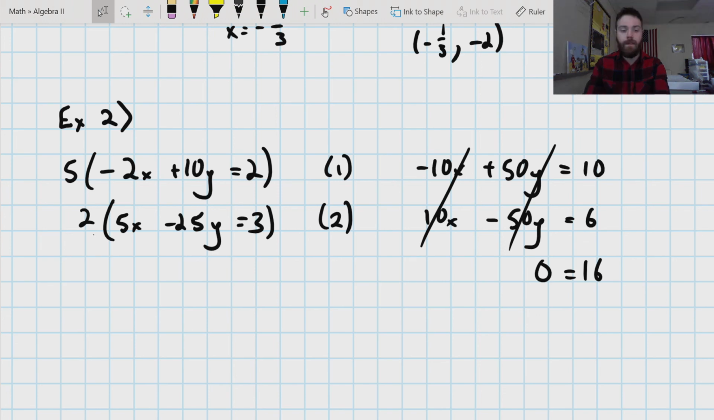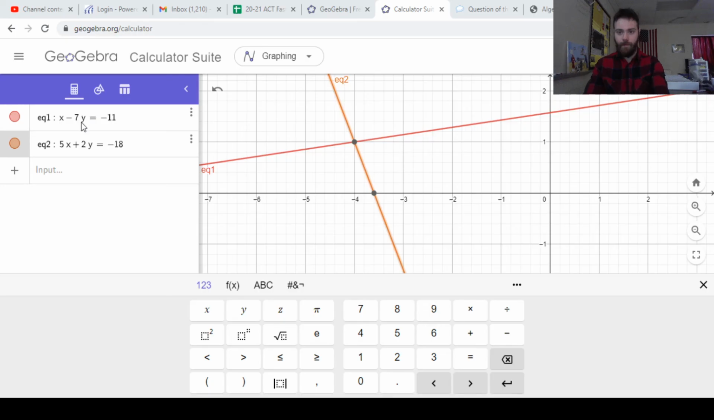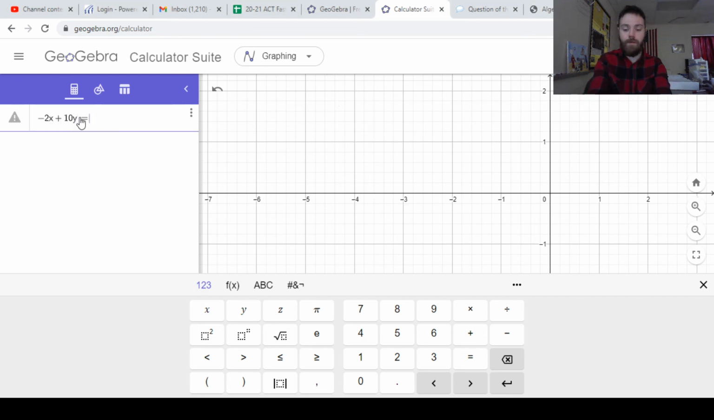So give me just a second. There we go. I didn't break it. I didn't break it, I swear. It's working. Go away. Okay, that needs to go away, that needs to go away. And I'm left with negative 2x plus 10y equals 2. So I'm going to graph that guy. And then the other one should be parallel to it.